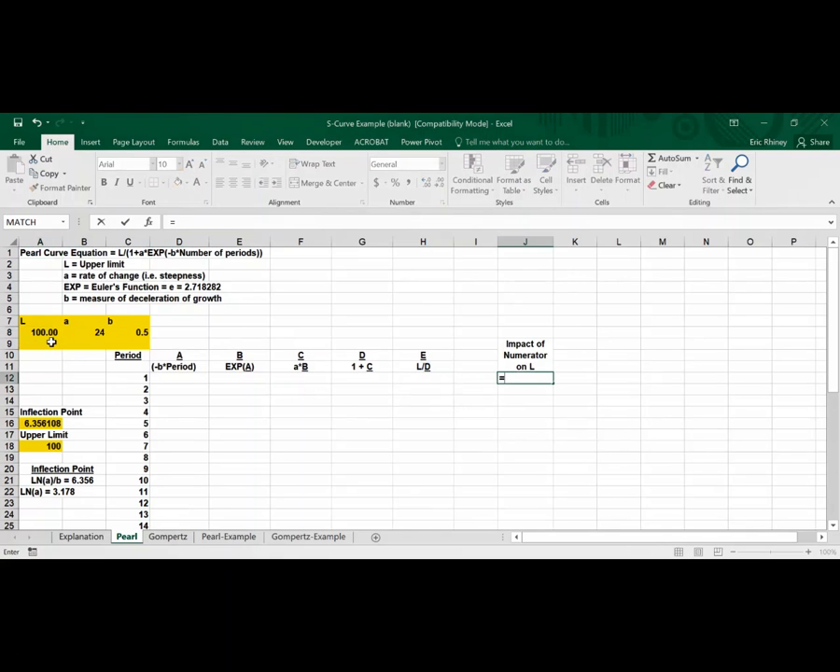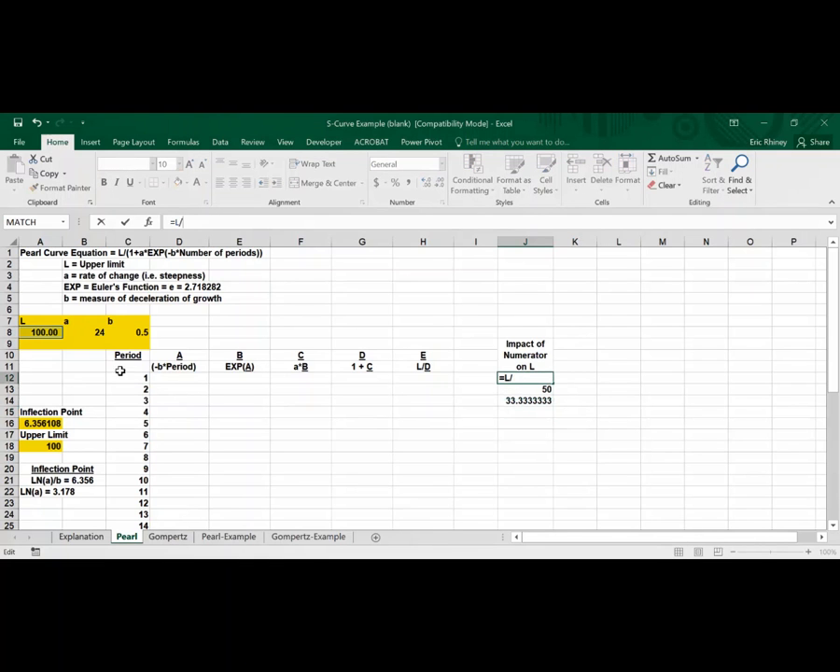So if we take L and we divide it by 1, then it's 100. If we take L and divide it by 2, it's 50. And if we did this again, you could see that as the denominator gets larger, the impact it has on L is that our number gets smaller.